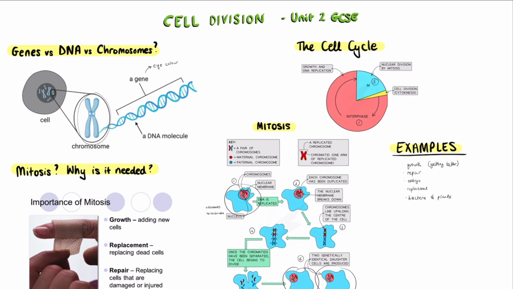But hopefully that is just a whistle-stop tour. So overall we've covered the difference between genes, DNA and chromosomes, mitosis, why it's needed, and then the cell cycle.